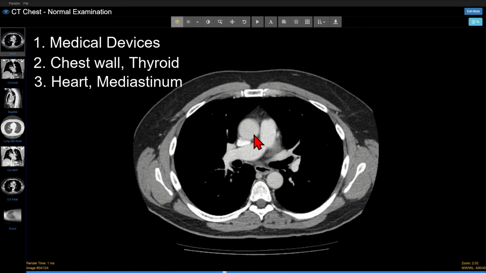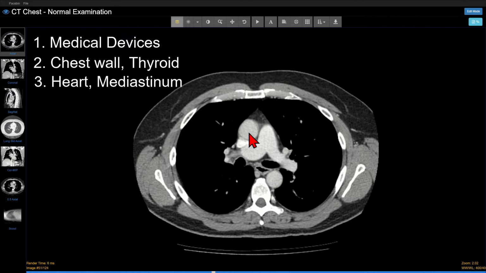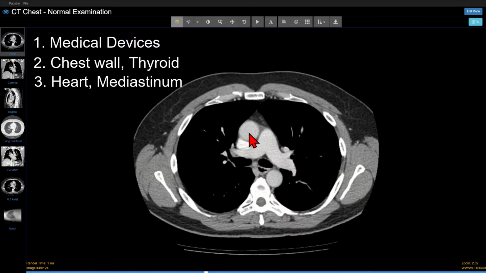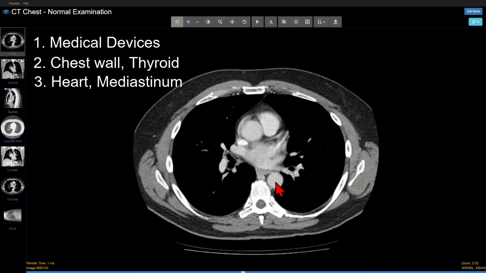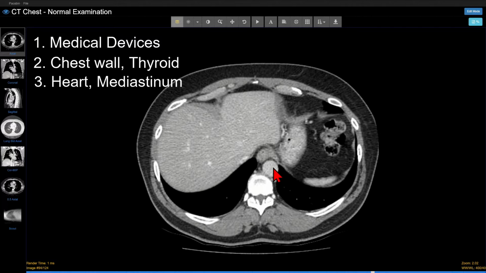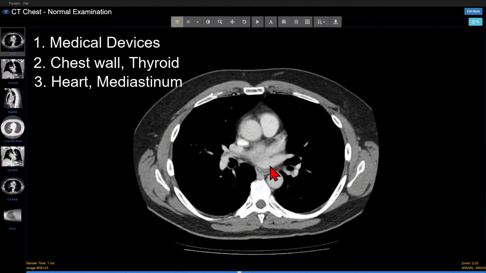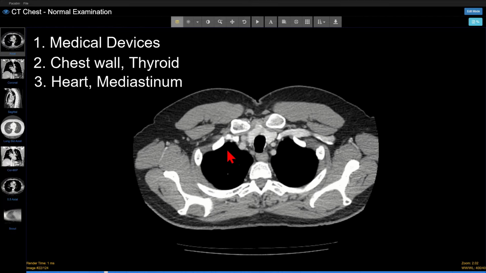I also measure the diameter of the ascending aorta only if it looks big to me, and your eyes will get used to what is too big. And if it's over 4 centimeters, that's considered aneurysmal for the ascending aorta. I'm going to follow the aortic arch and down to the descending aorta, looking for any other aortic pathology, as well as briefly following the major branches of the aorta.